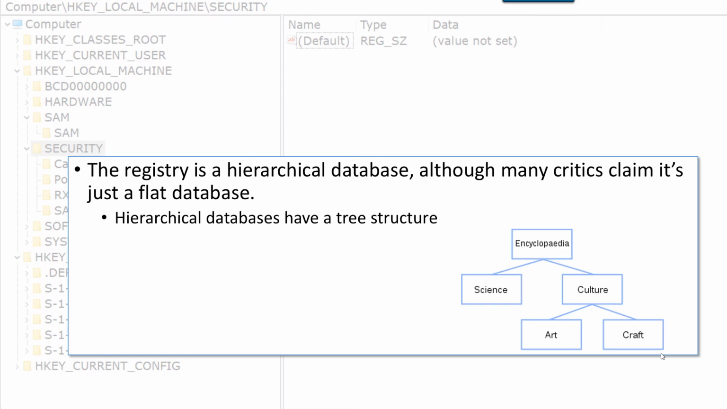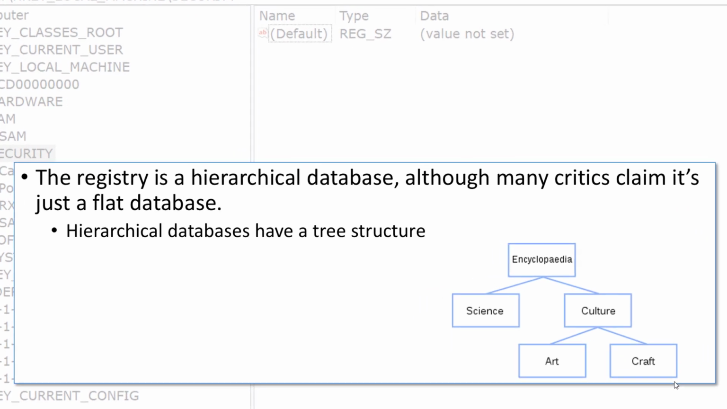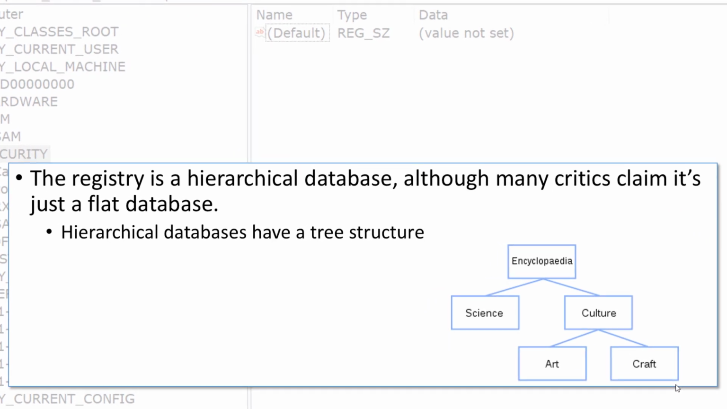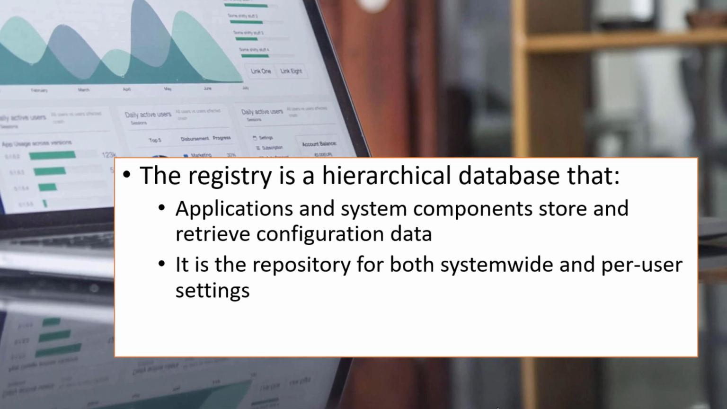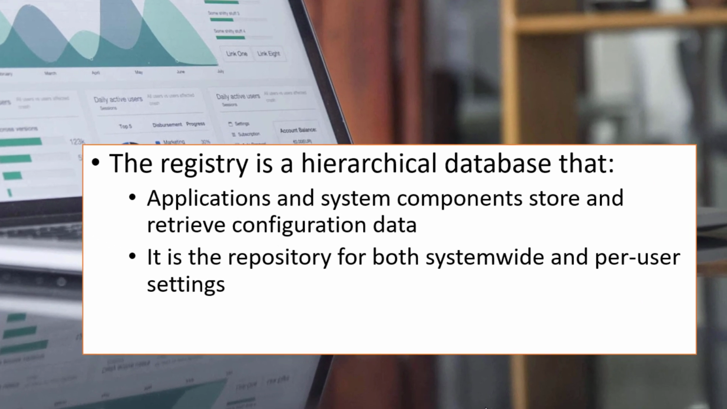The registry is a hierarchical database. There are critics that claim it's just a flat database, but one thing for sure, everyone agrees it's complex. Hierarchical databases have a tree structure, and the registry does have a tree structure. The registry is a hierarchical database where applications and system components store and retrieve configuration data. It's the repository for both system-wide operating system and per-user settings.